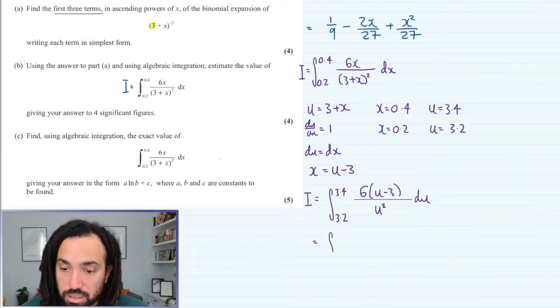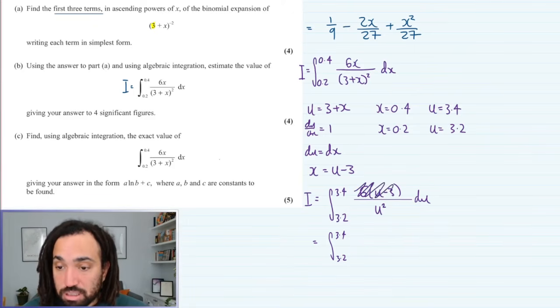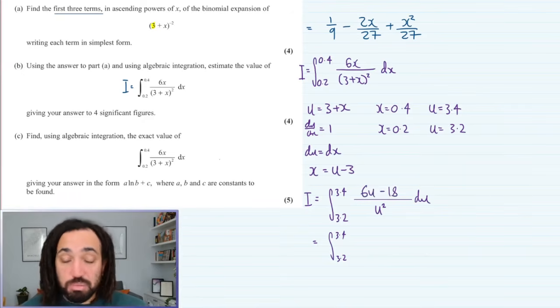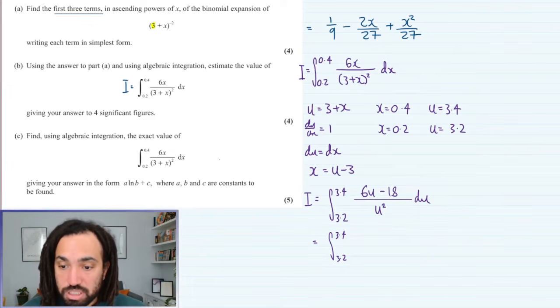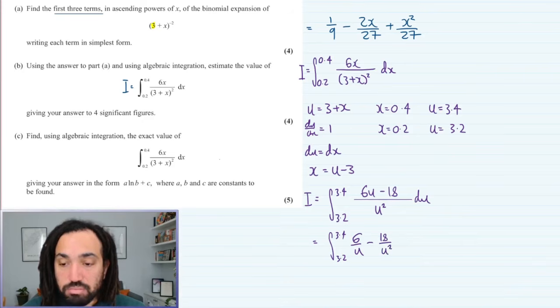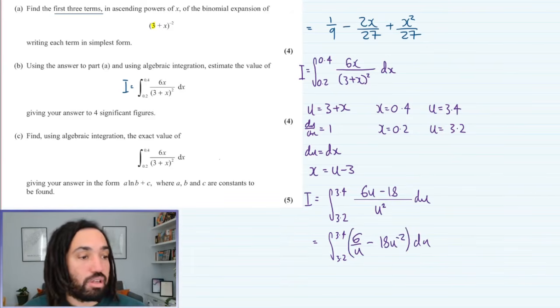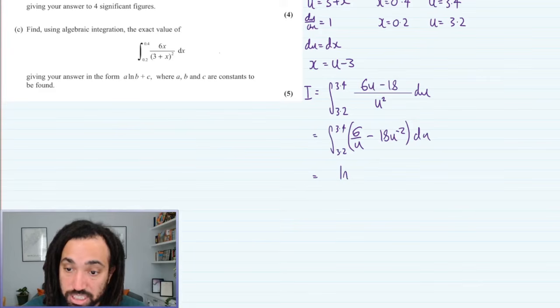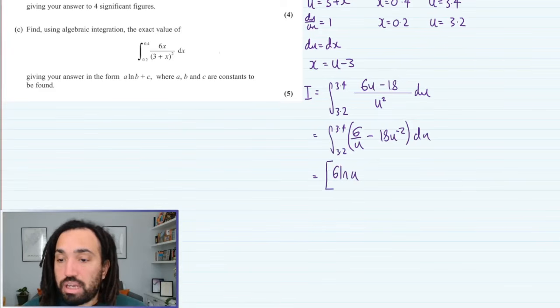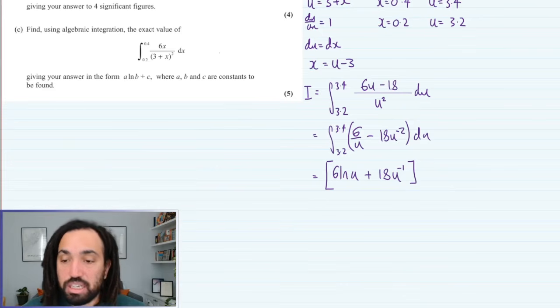Fine. So let's now simplify this. We've got on top 6u minus 18 when I expand that out. We can split that numerator up into two separate fractions. So the first one will be 6u divided by u squared, which is just 6 over u. And the second one will be minus 18 over u squared, which is just the same as 18u to the minus 2. Okay, great. So the first one integrates to 6 ln u. And this next one, up the power to minus 1, divide by minus 1, is going to give us 18u to the minus 1.